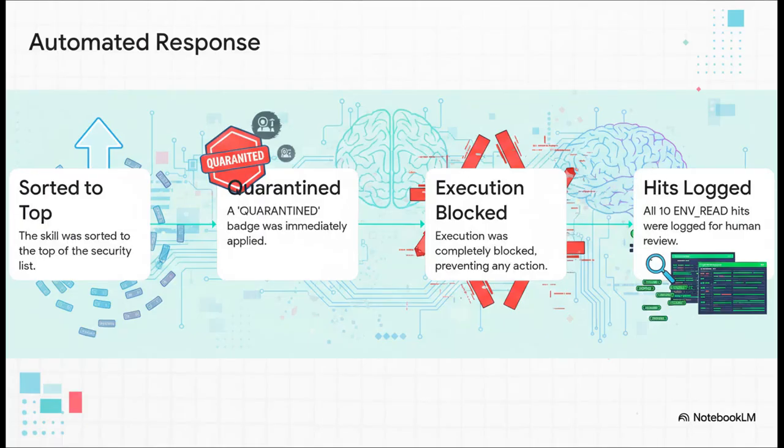And then, boom, boom, boom, the automated response kicked in. All of this happened in less than a second. It immediately pushed the skill to the top of the list for a human to review. It slapped a big quarantined badge on it. Then, most importantly, it completely blocked the skill from running. And finally, it logged every single one of those 10 hits for the audit trail. No drama, just instant, clean, effective containment.